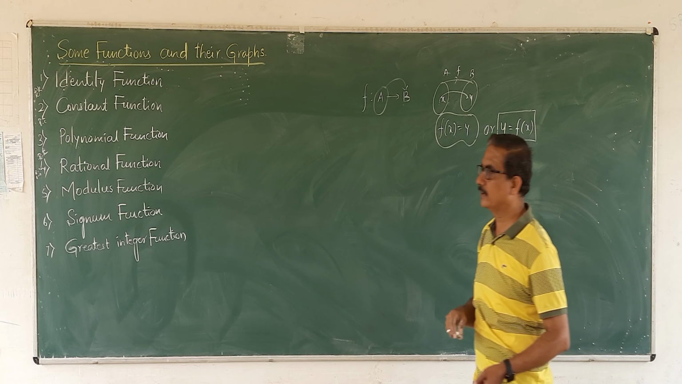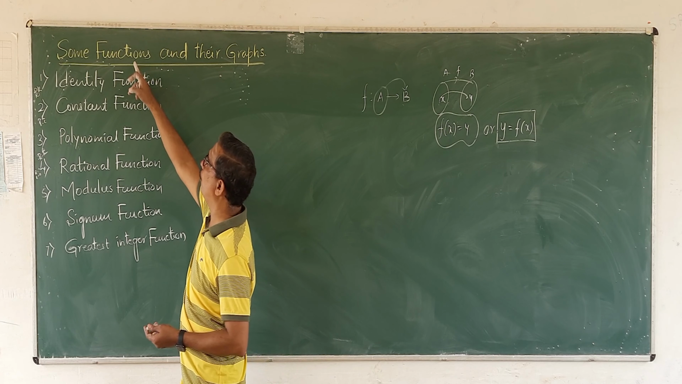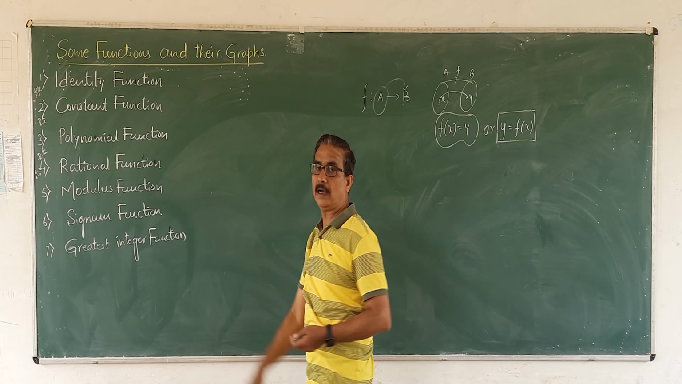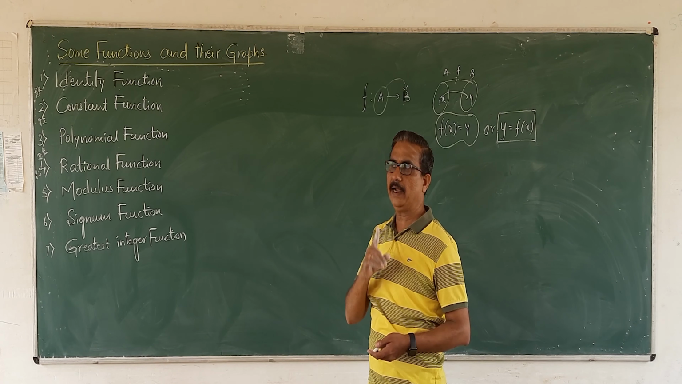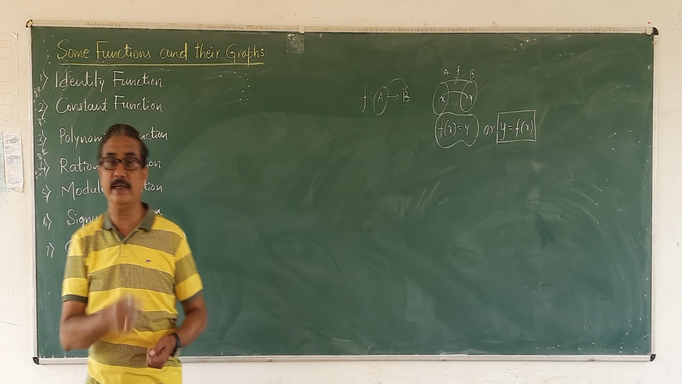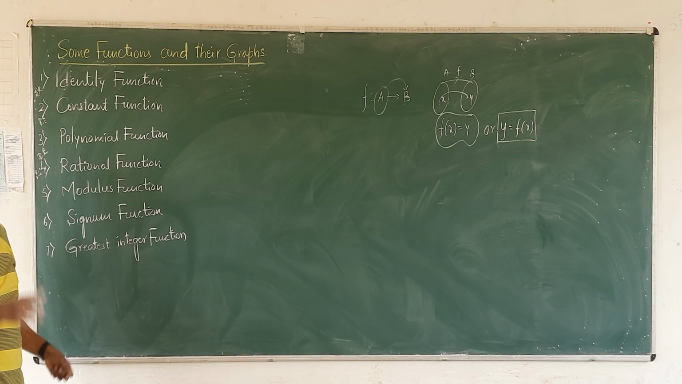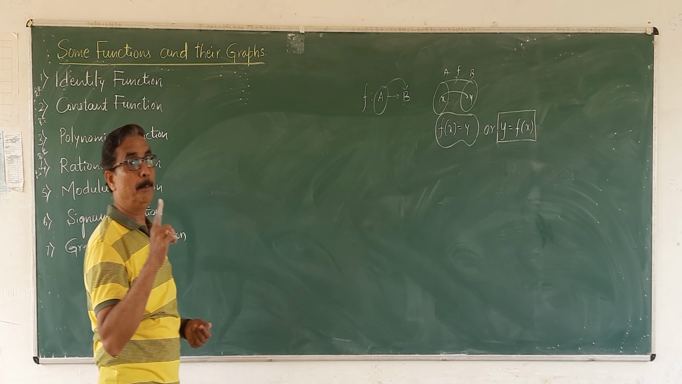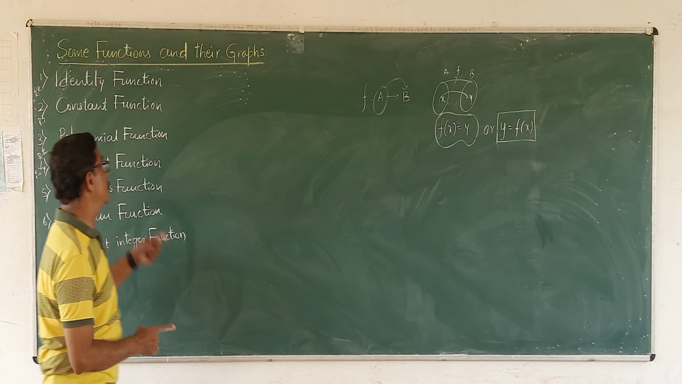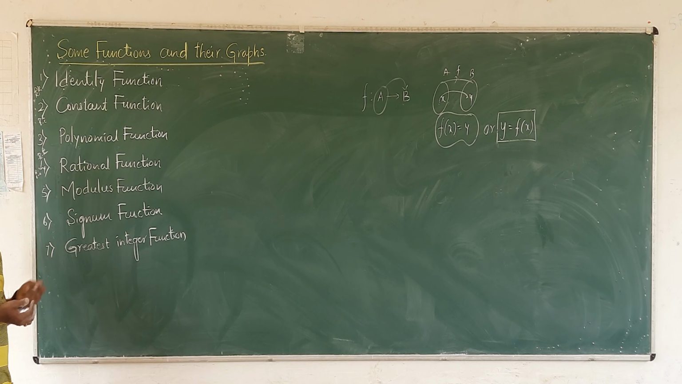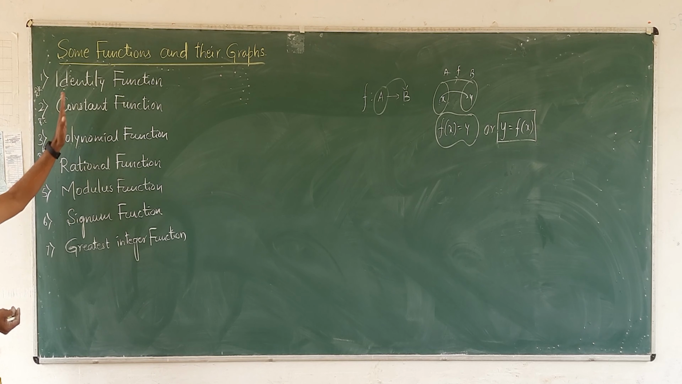Okay, so next concept is some important functions and their graphs. There are 7 important types of functions and their graphs. They will be asked in final exam. Each type carries 5 marks. In your question paper, part D, question number 39 belongs to the graph of the function. There are totally 7 important different types of functions and their graphs.